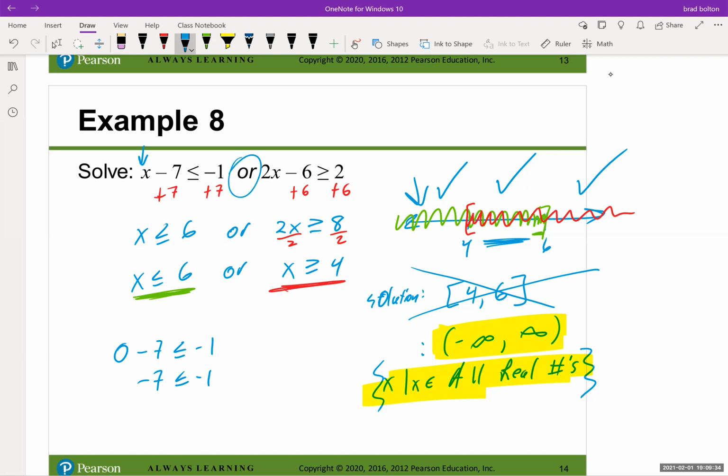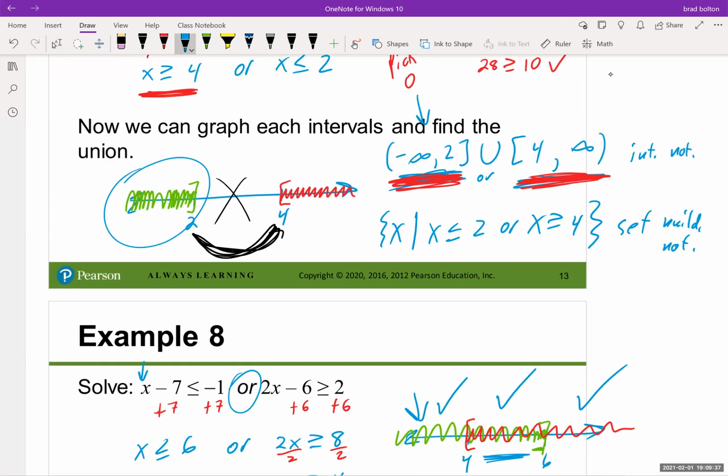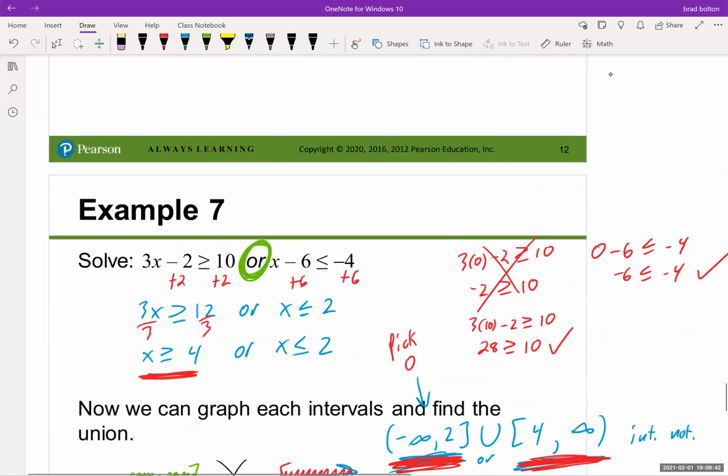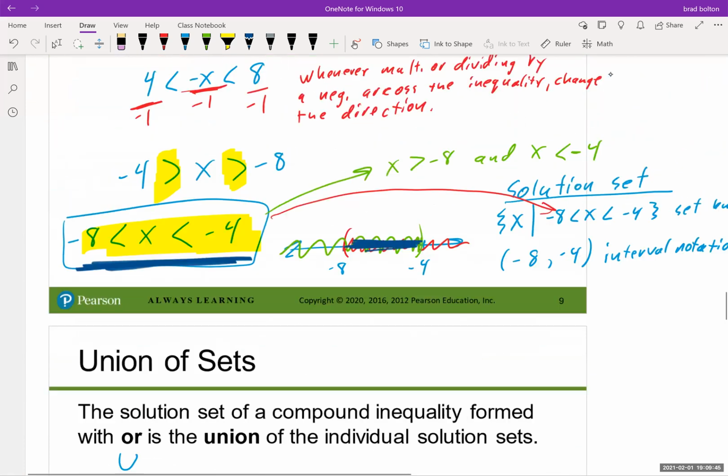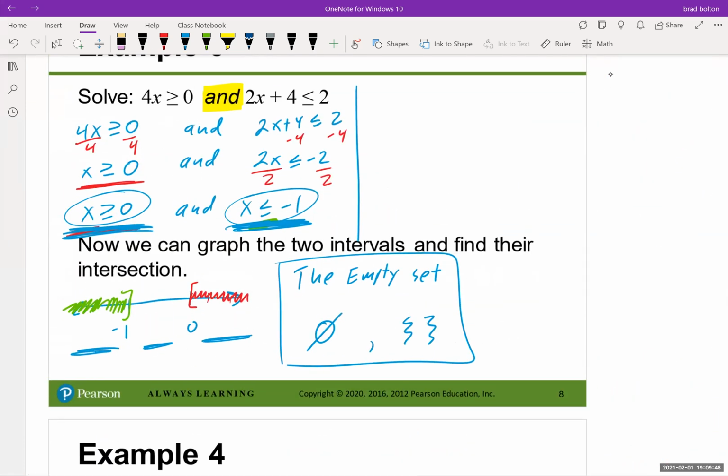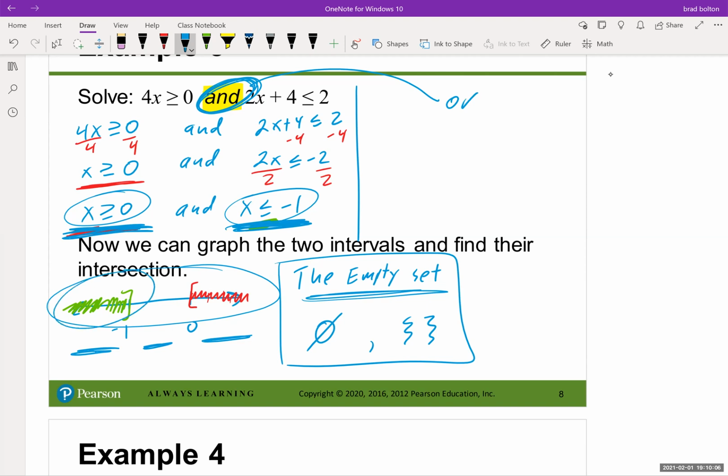So just because it's an or statement doesn't mean it has to be split like this. It's nice when it does, but it doesn't have to be. And notice, let's go back to this one. Just because this one is split, this looks like an or statement, but they were asking me for an and. So you have to be careful on what the wording is. In this case, this is the empty set, because there was no overlap. But if I changed it to or, then we would have said, well, this is the solution or that is the solution. But because it was an and statement, the empty set was the way we did it.